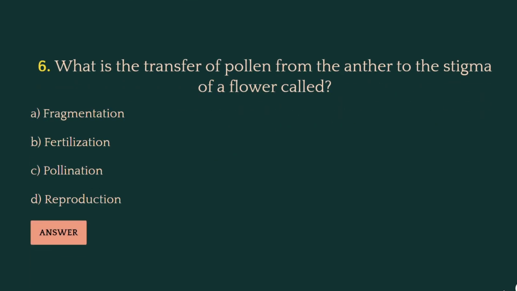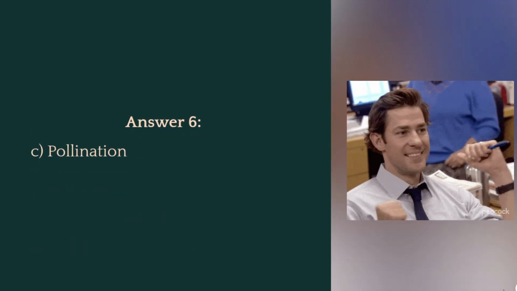What is the transfer of pollen from the anther to the stigma of a flower called? The options are A, fragmentation, B option, fertilization, option C, pollination, or is it option D, reproduction? And the correct answer is option C, that is pollination.